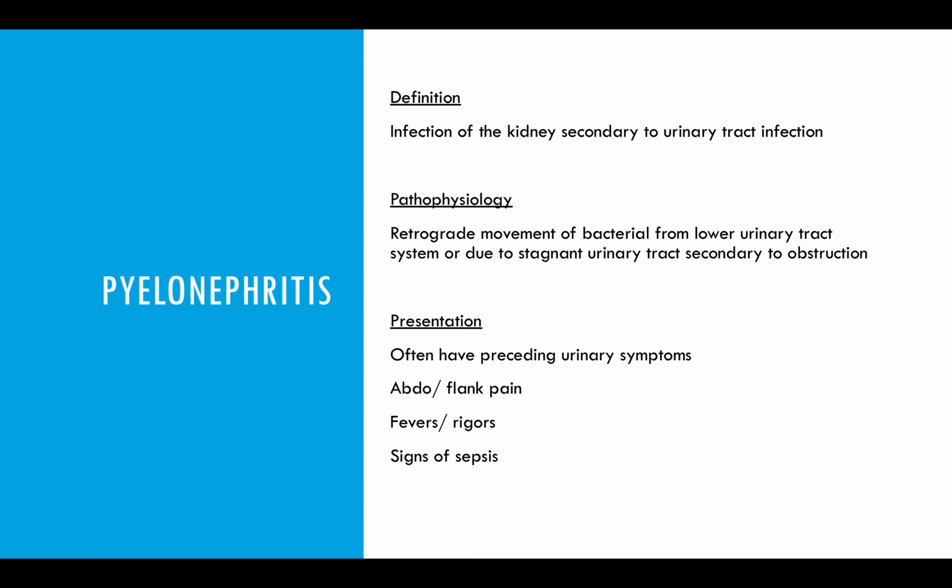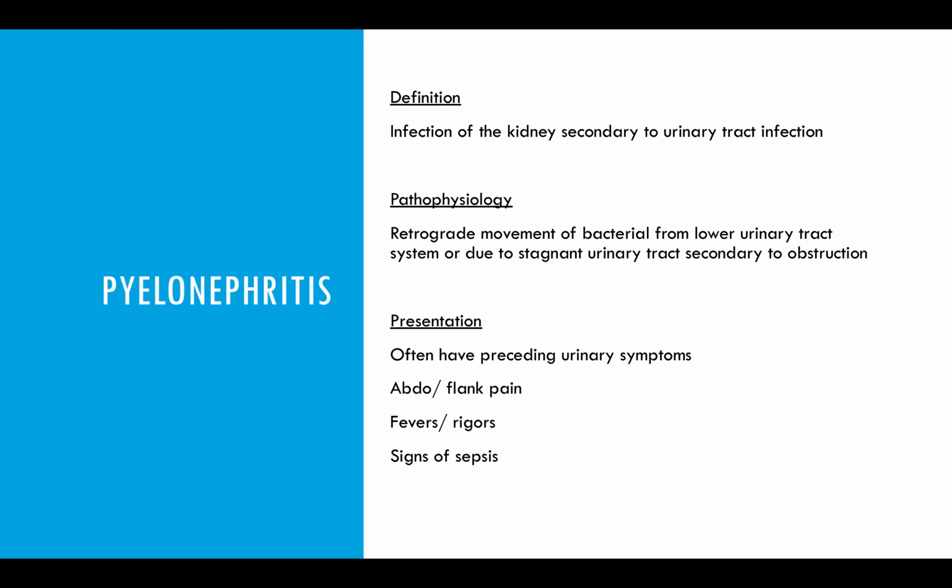Pyelonephritis. So pyelonephritis is an infection of the kidney secondary to a urinary tract infection. So essentially, people start with a cystitis or a urinary tract infection. They get retrograde movement of bacteria from the lower urinary tract system into the stagnant urinary tract, secondary often to obstruction. Some people who get reflux, so reflux from the bladder up into the kidneys, are at higher risk of getting pyelonephritis.